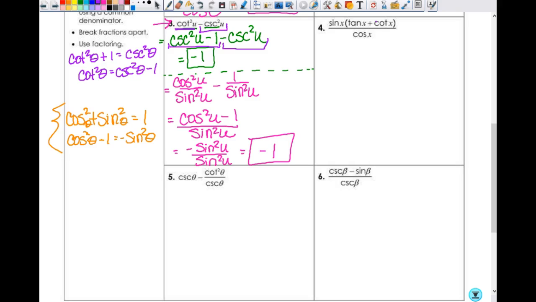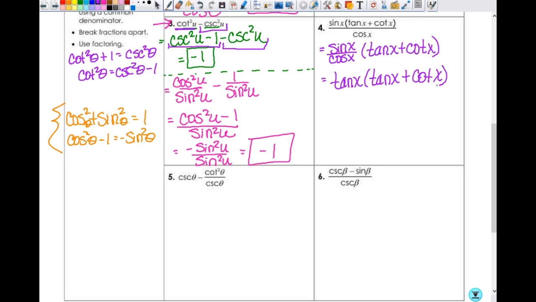Isn't this the same thing as saying sine x over cosine x times tangent x plus cotangent x? Would y'all agree with that? It's the same thing, right? And if you see that, you don't necessarily have to write this step. I mean, here I want you to in your notes. I just don't want to lose you, but I wanted to make sure you knew where it was coming from. Then what is sine over cosine? Tangent. So this is equal to tangent x times tangent x plus cotangent x.